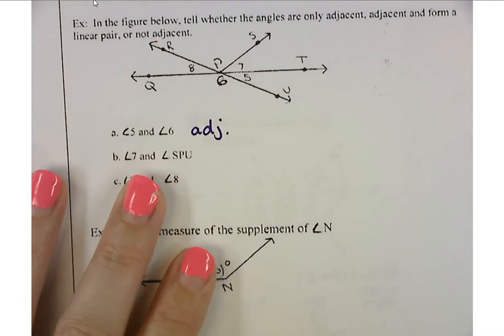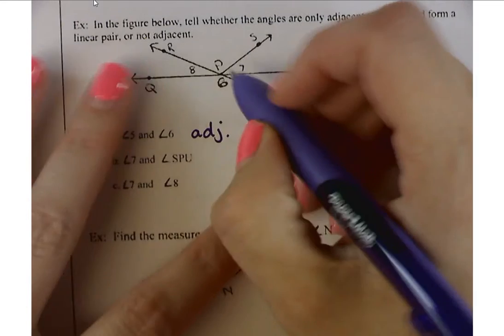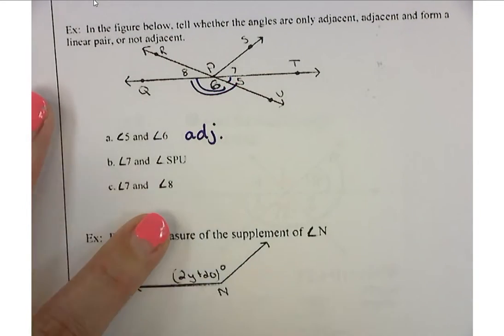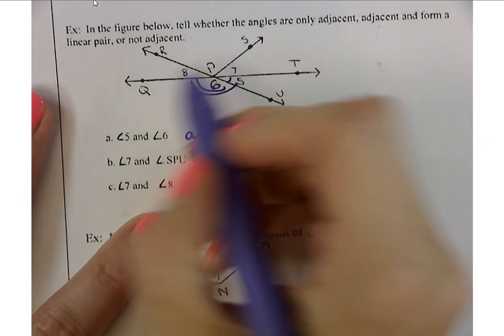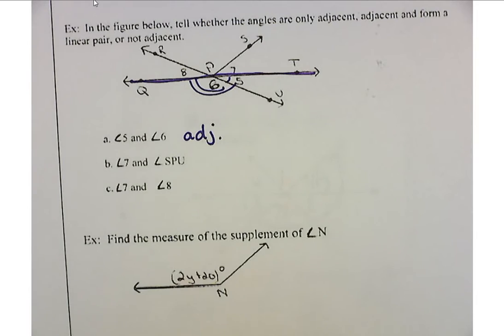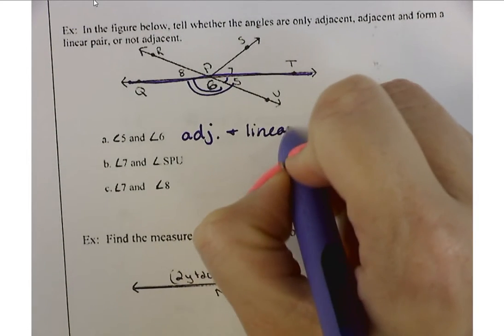Are they also a linear pair? Do they make a straight line? 5 and 6? Sometimes it's helpful to mark them off. Are those going to make a straight line together? Yeah, can't you see that they're going to form that straight line there? So they are a linear pair. So it's adjacent and a linear pair.